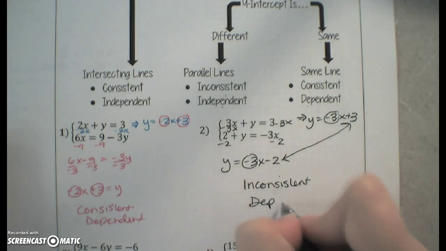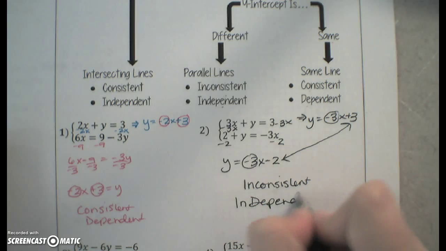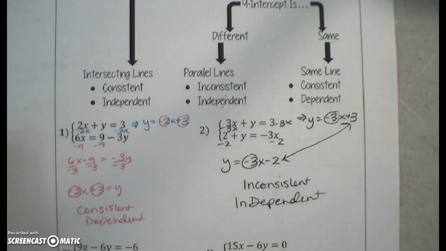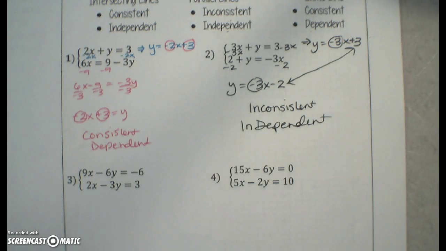Because these are parallel. Sorry, independent. Because they're two separate lines and they're never going to touch. Try those last 2, 3, and 4 on your own. Make sure to get y alone first, then follow that flow chart and check when you're ready.